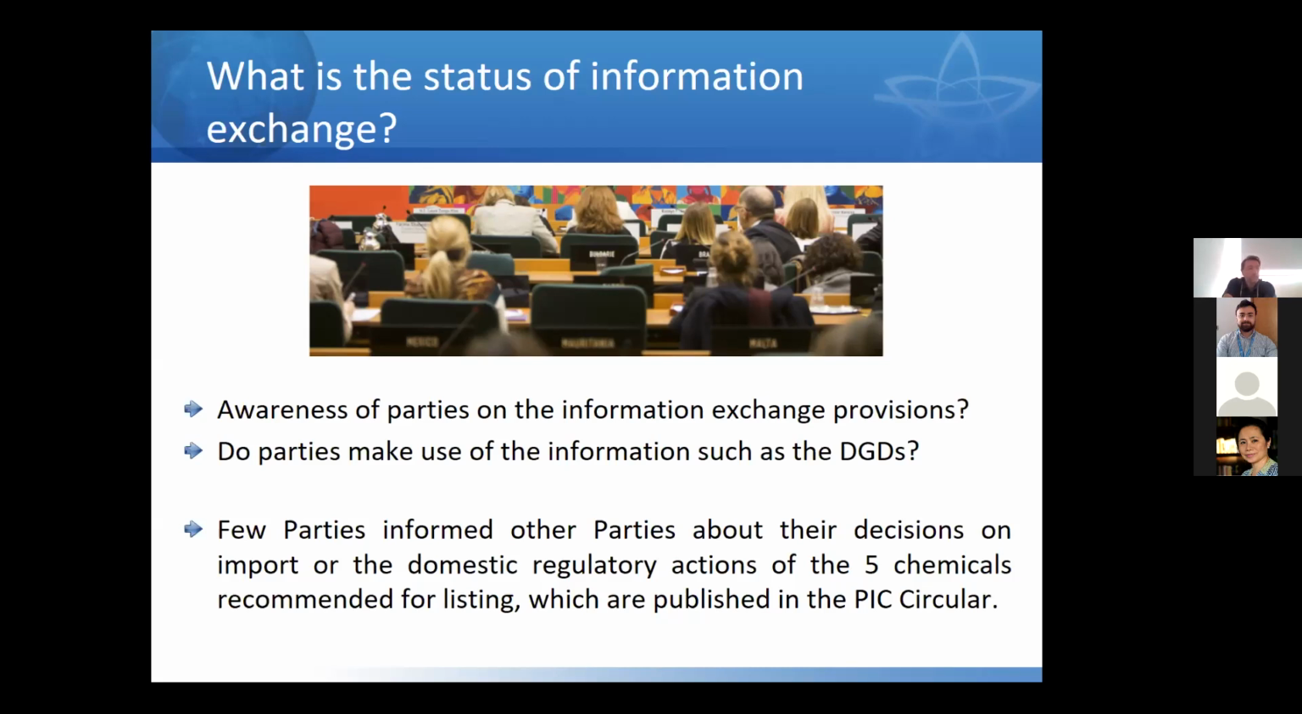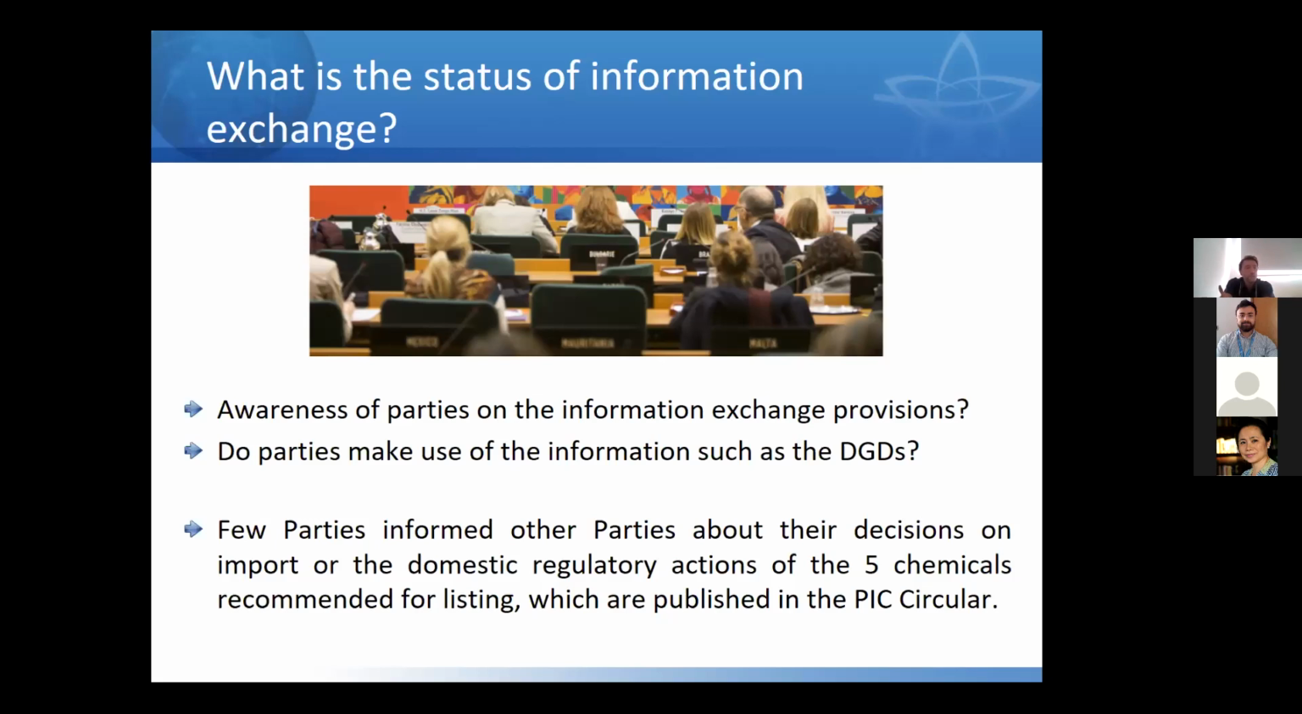So what is the awareness among the parties? Do you really make use of the information that is available in the decision guidance documents that are developed by the CRC in order to summarize the information provided and submitted by the parties in the notifications or in the proposals, and do you really use all the scientifically relevant information included in the DGs?